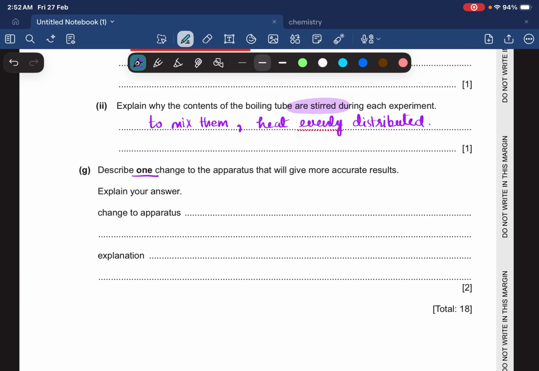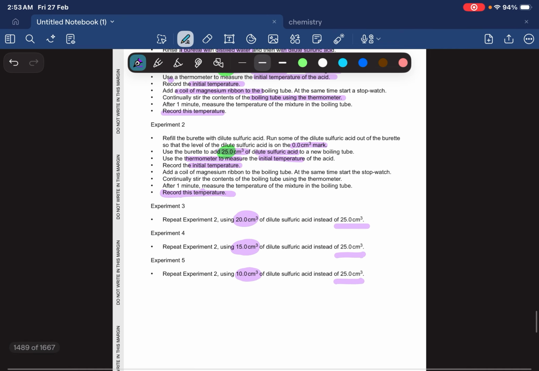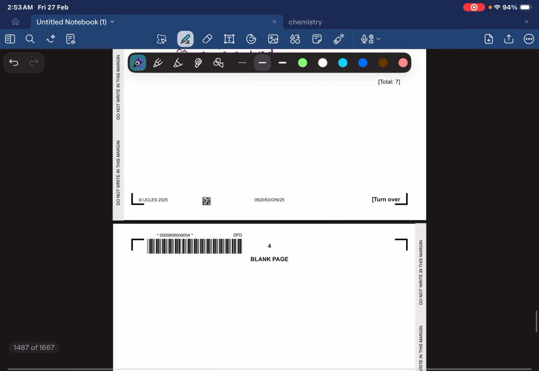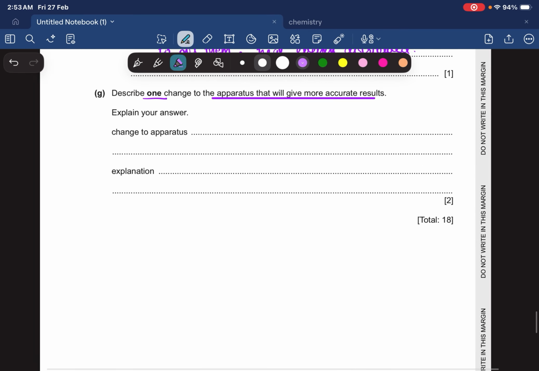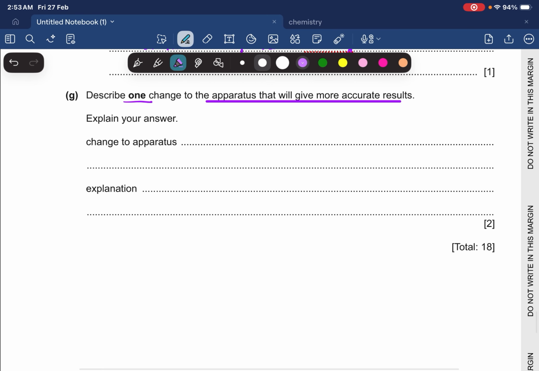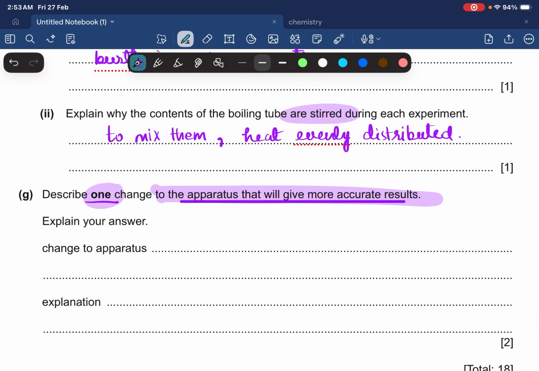Describe one change to the apparatus that will give more accurate results. If we use an insulated boiling tube. Whenever we do heat experiments, anything related to heat, at the end they're always going to ask you about changes in the apparatus. You always have to write like this: insulate the beaker, or cover it with a lid so that the heat loss is minimum, something like this.